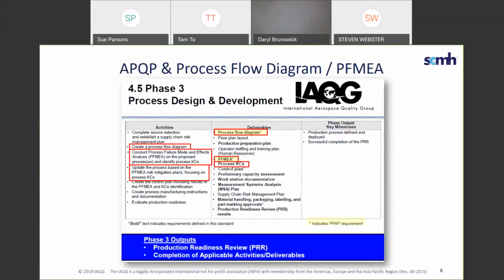Here we have an image taken from the IAQG 9145 deployment support materials that captures the activities and deliverables for phase 3, process design and development. The areas circled in red are what we're covering today, including creating a process flow, conducting the PFMEA, updating the process based on risk mitigation plans, and those deliverables are process flow, PFMEA, and process key characteristics.